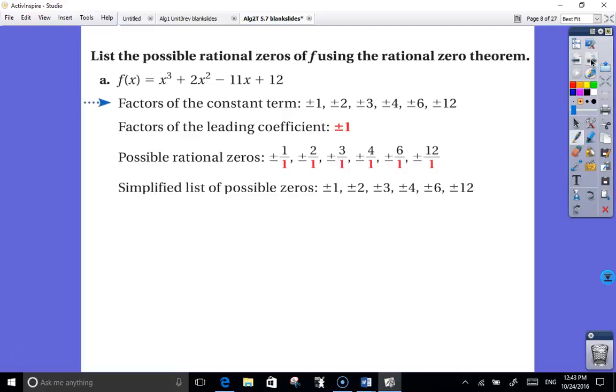But the constant term is 12. So the factors of 12 are 1, 2, 3, 4, 6, and 12. But you can make a 12 by multiplying 1 times 12 or negative 1 times negative 12. So you'll always have to put a plus or minus in front of them, right? It's never just going to be the positive or the negative. It's always plus or minus. And in this one, because the leading coefficient happens to be 1, it only has 2 factors, 1 times 1 or negative 1 times negative 1.